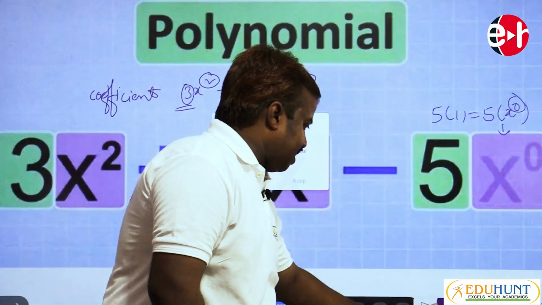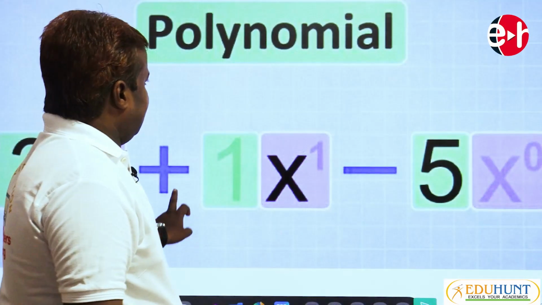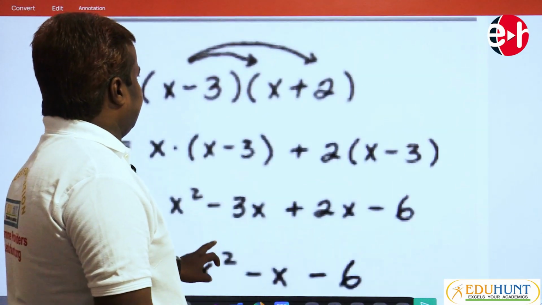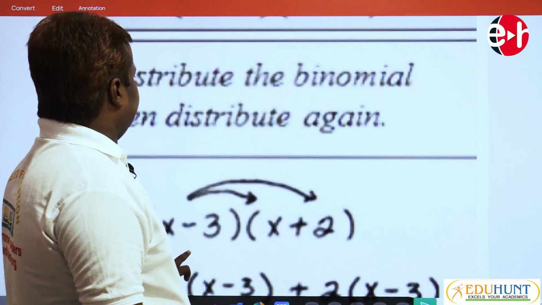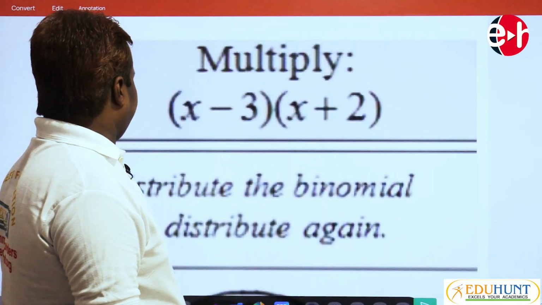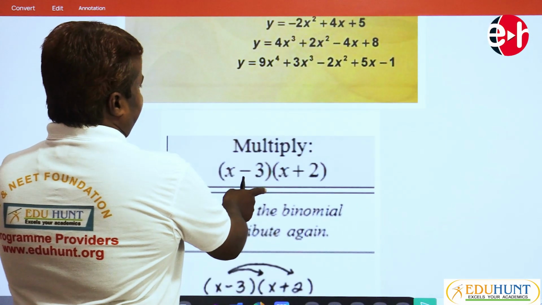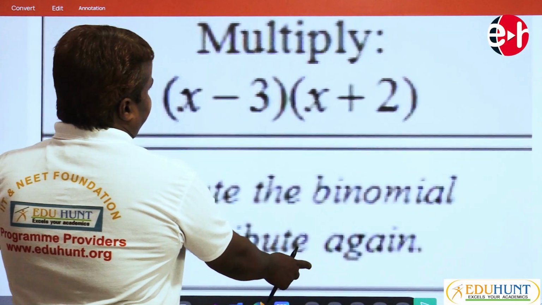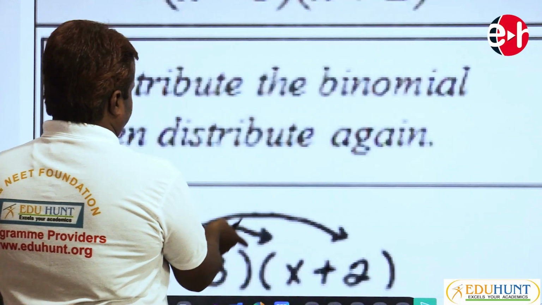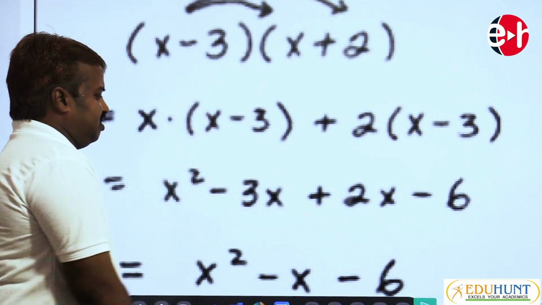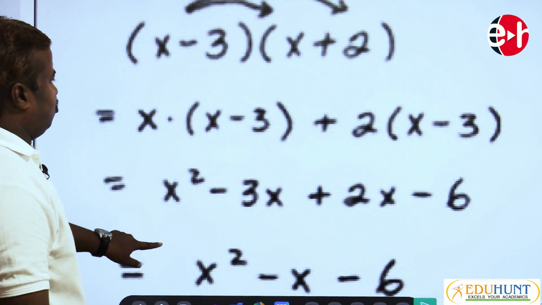Okay children, next one. Here is the product of two polynomials. You can see the distributive property being used to multiply. This is the multiplication of two binomials. How to multiply?